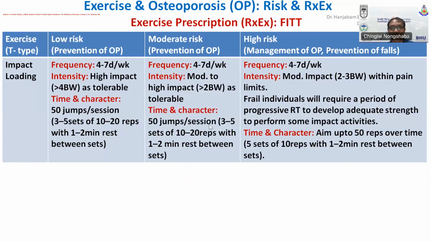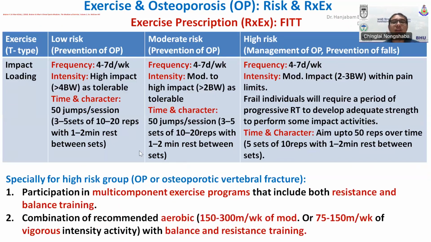For moderate risk, 50 jumps per session, the same thing you can design, with 3 to 5 sets. But for a high risk, you can aim for up to 50 repetitions over time. Over the time you have to aim for 5 sets of 10 repetitions with 1 to 2 minute rest interval between. So in this way, you can incorporate the exercise prescription for high risk.